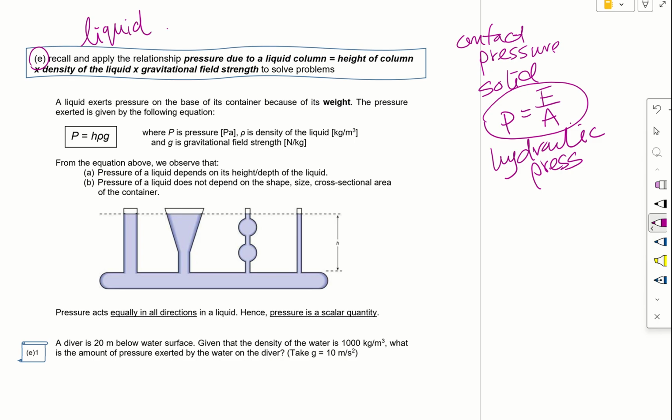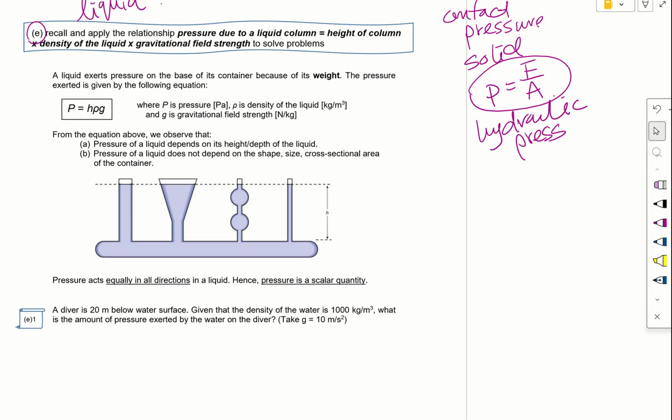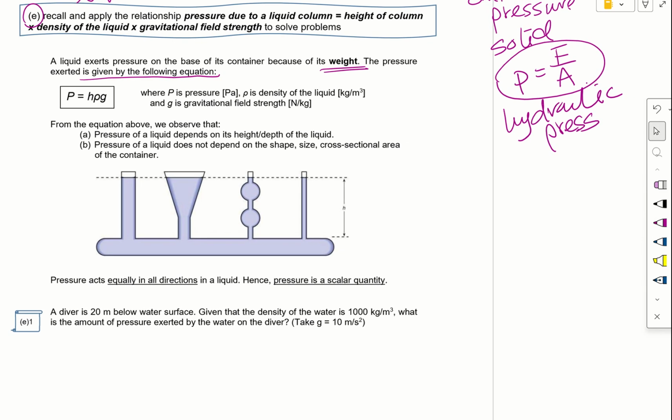A liquid exerts pressure on the base of its container because of its weight. So the pressure exerted is given by the following equation: pressure equals rho g h, where P is pressure in Pascal, rho is the density of the liquid in kg per meter cube, and g is the gravitational field strength. This is actually an SI unit formula.